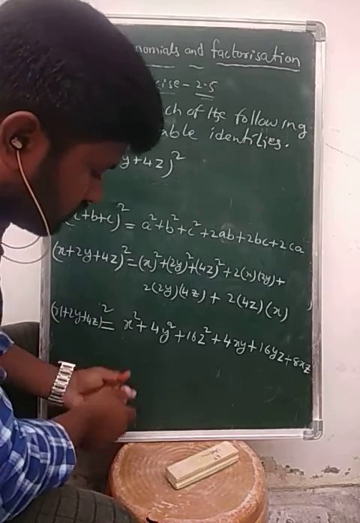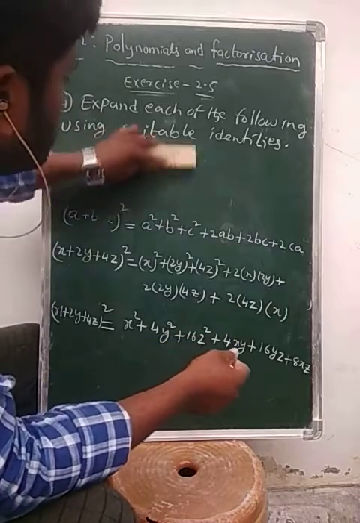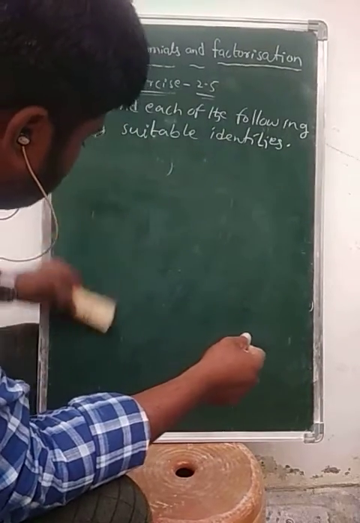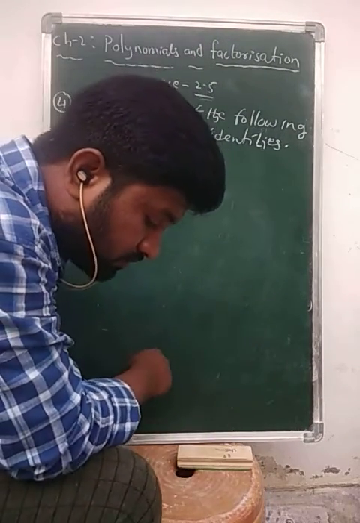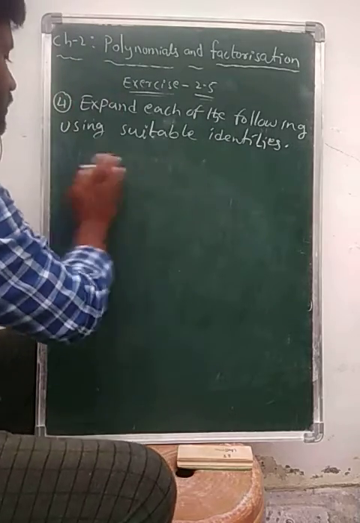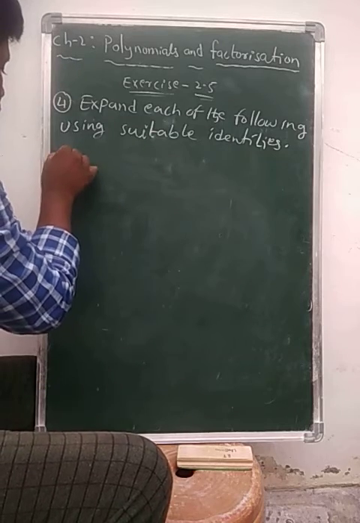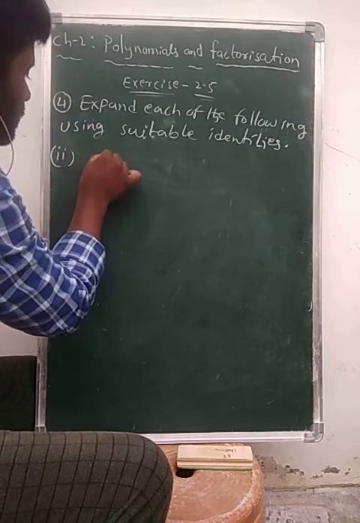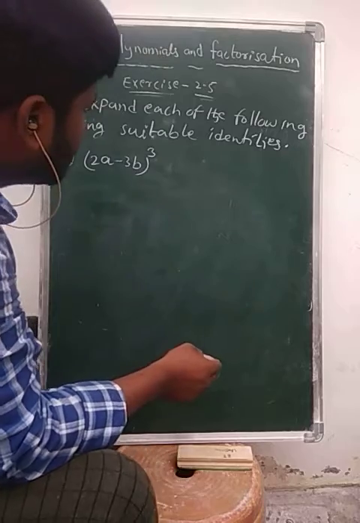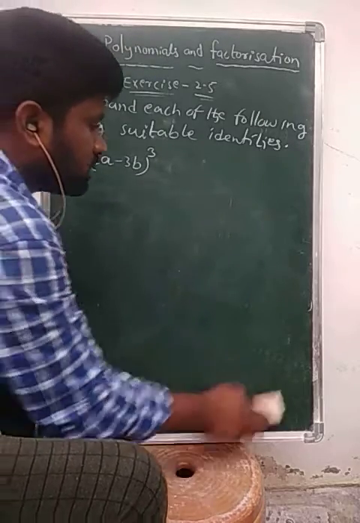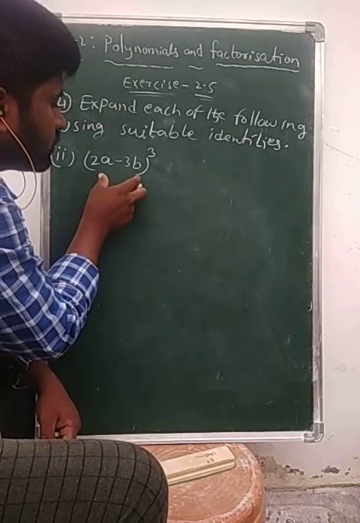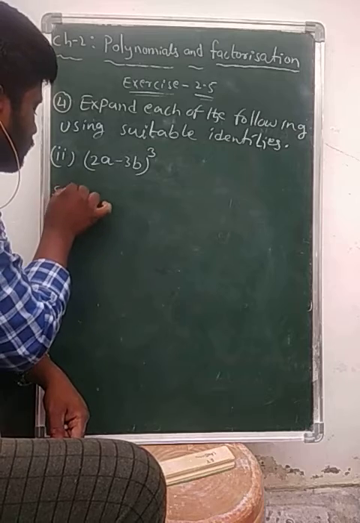Now see one more question based on this model. That is (2a minus 3b) whole cube. What is the question? The second one is fourth main second bit, (2a minus 3b) whole cube. So ikkada we want to expand this by using suitable identity. Which identity is useful here?